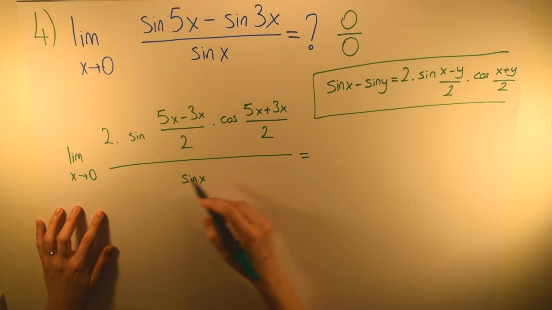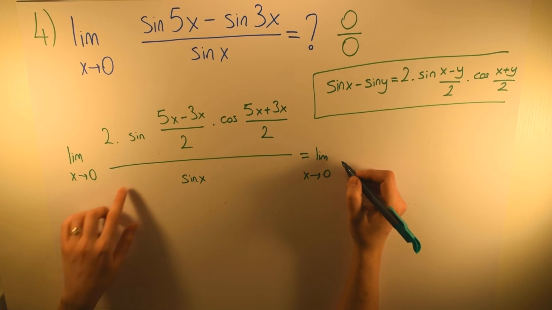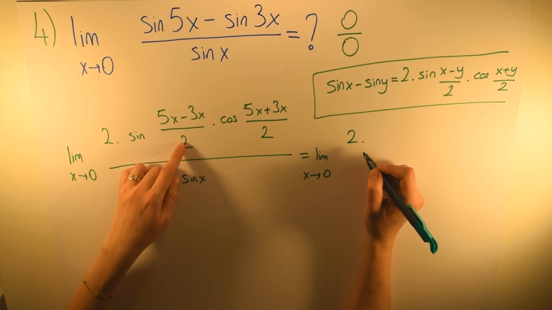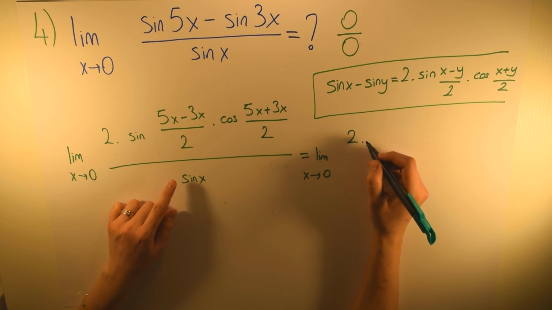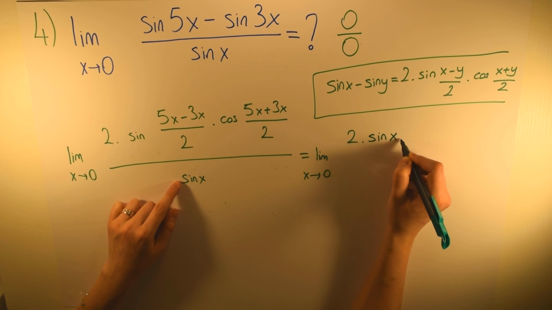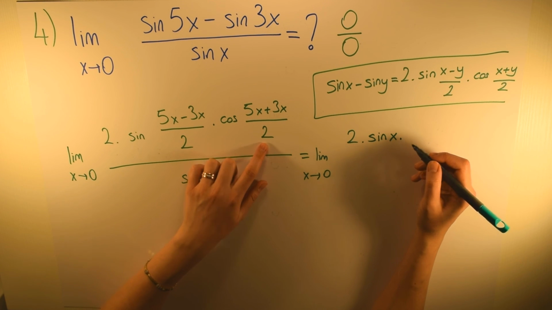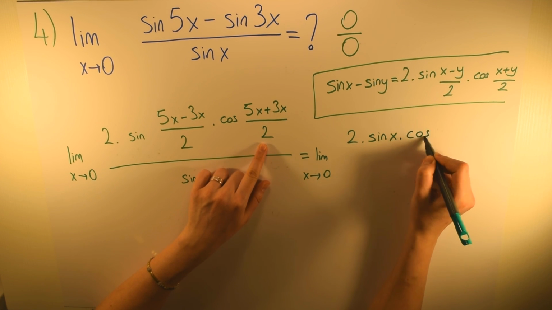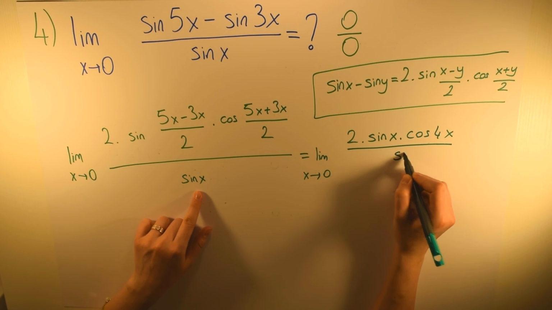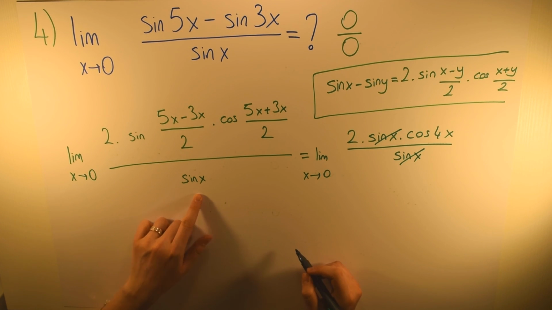Now let's continue. So here we have limit as x approaches 0. So here we have 2 times 5x minus 3x, it is 2x, 2x over 2, it's equal to x. So here we have 2 times sine x times, here we have 5x plus 3x, it's 8x over 2, it's 4x. So it's cosine 4x over, here we have sine x. So as you can see, these sine x cancel out each other.